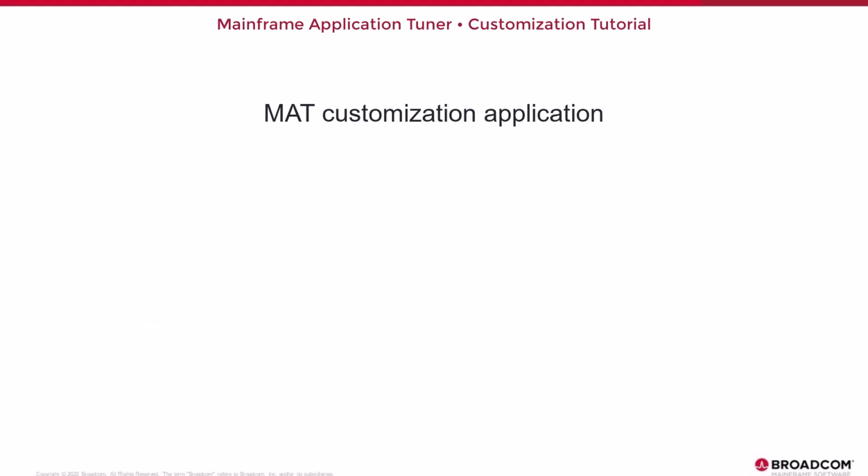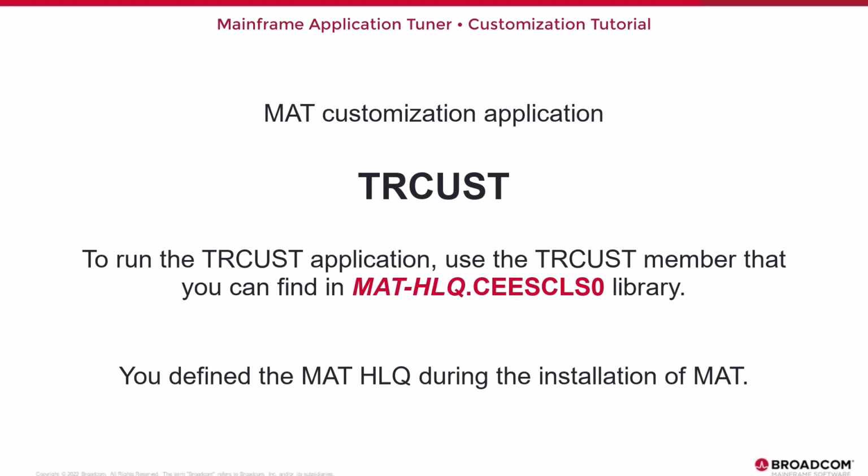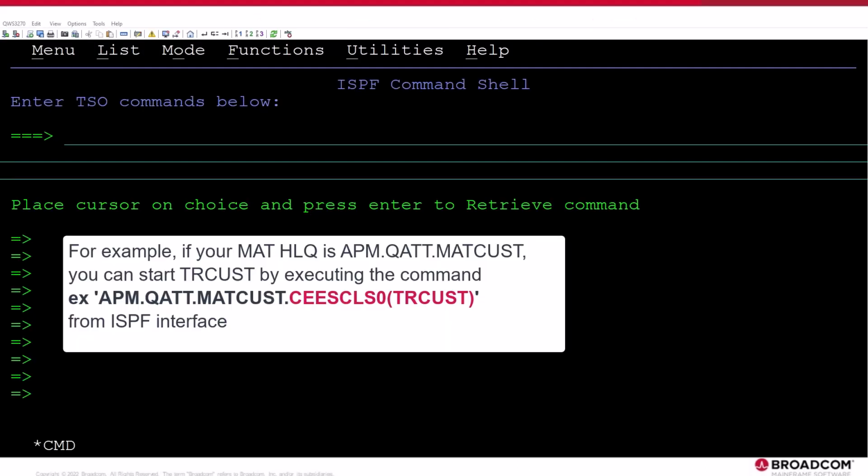The MAT customization application is called trcust. To run the trcust application, use the trcust member that you can find in the library shown here. You define the MAT high-level qualifier during the installation of MAT. For example, if your MAT high-level qualifier, or HLQ, is apm.qatt.matcust, you can start trcust by executing the command shown from the ISPF interface.